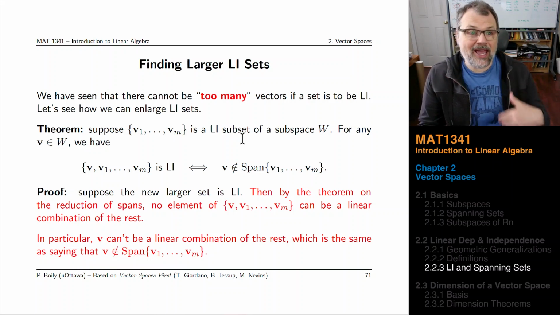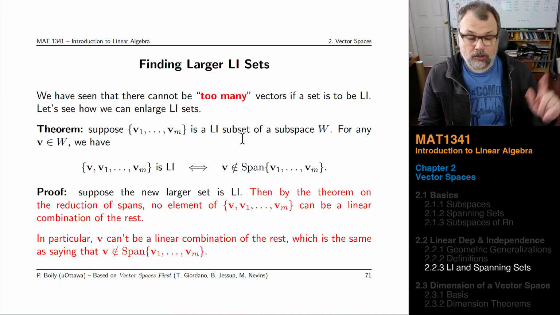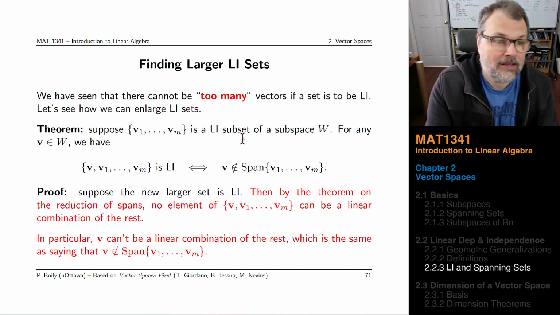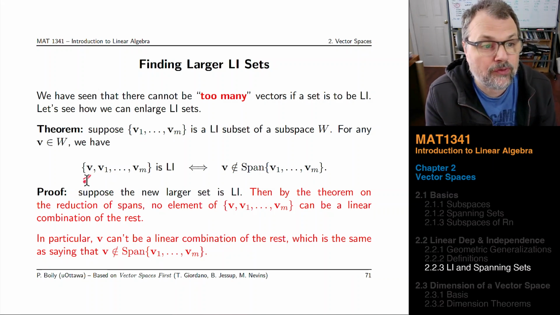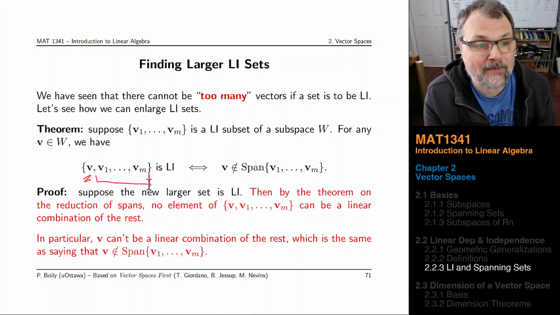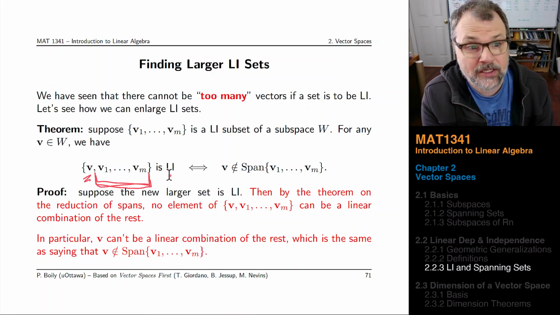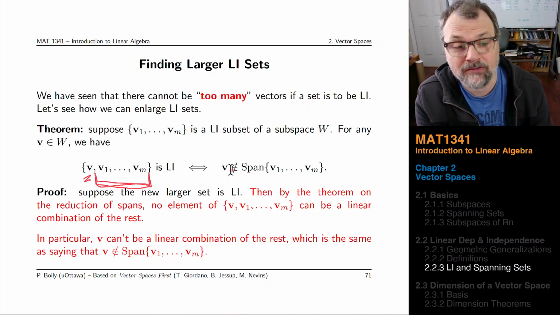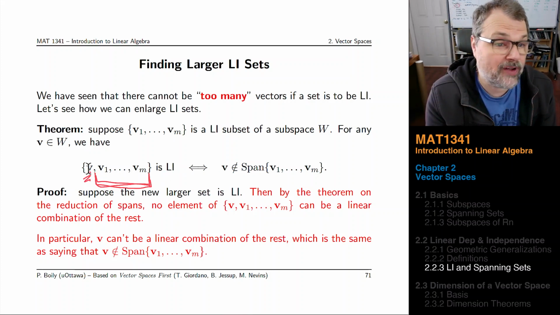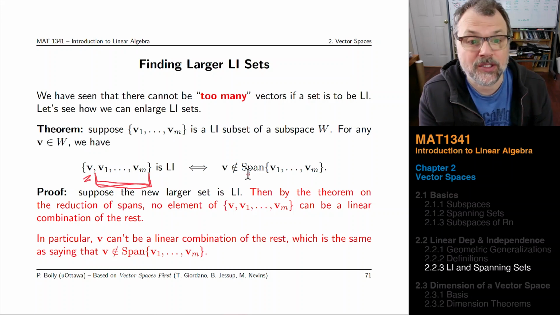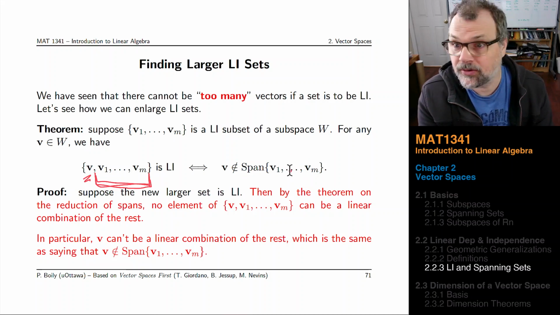Then if I pick any other v in W, you'll have that the set consisting of this new v and the previous m vectors which were linearly independent, this whole set is going to be linearly independent if and only if the new vector that I picked wasn't in the span of the m vectors in W.